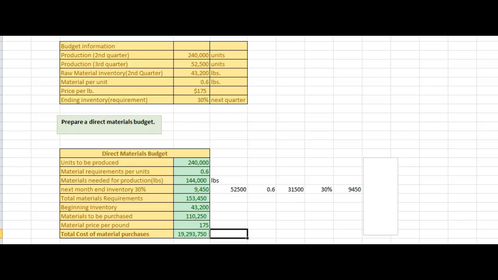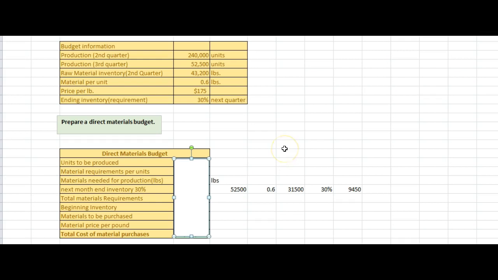Okay, so now we are going to look at, let's just cover this up so we don't get confused, how to make a direct materials budget. It's really very easy to do.